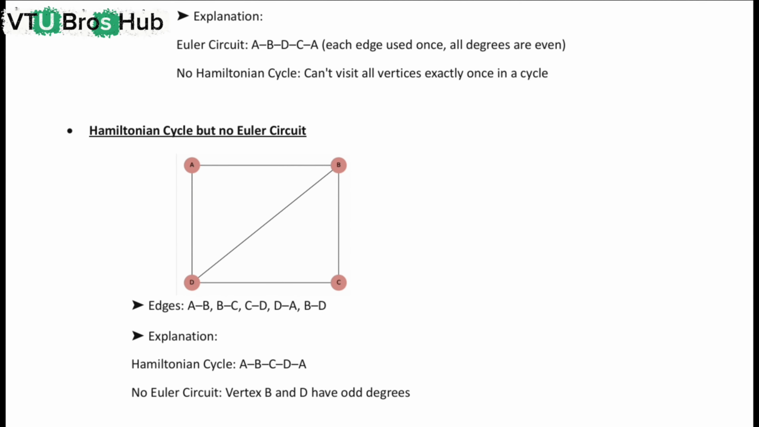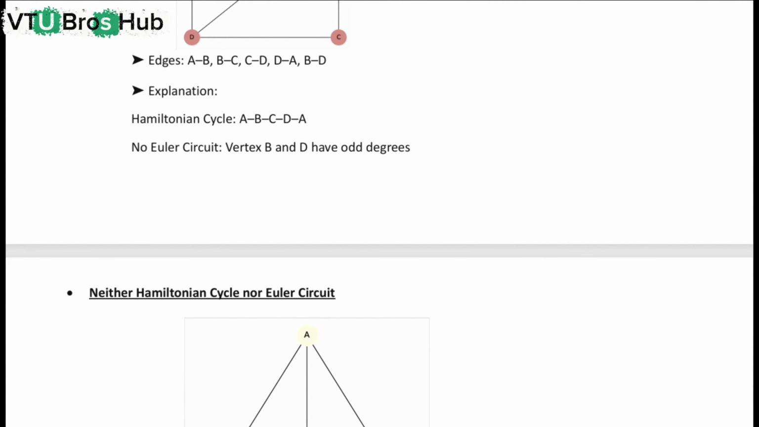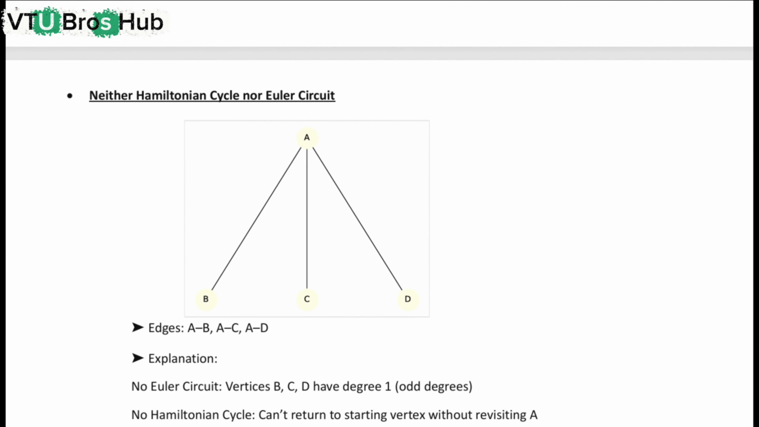6. Hamiltonian cycle but no Euler circuit. Graph edges AB, BC, CD, DA, BD. Hamiltonian cycle A, B, C, D, A. No Euler circuit, because vertex B and D have odd degrees. 7. Neither Hamiltonian cycle nor Euler circuit. Graph edges AB, AC, AD. No Euler circuit, because B, C, and D all have degree 1, odd degrees. No Hamiltonian cycle. Can't return to the starting vertex without repeating A.